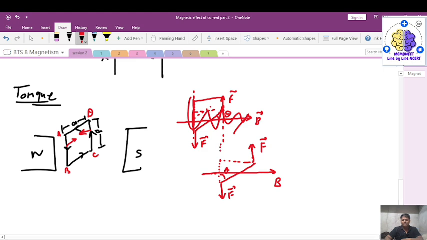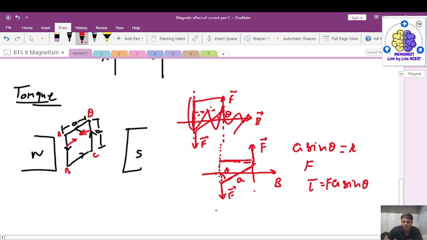Now, the very first thing we need to know is, if these are the two lines of action, then the shortest distance between the lines of action is this line. If this is the length of the coil, which is equal to A, then this will be equal to A sine theta, which is R, and the magnitude of the force is F. So the torque will be equal to F into A sine theta, right?